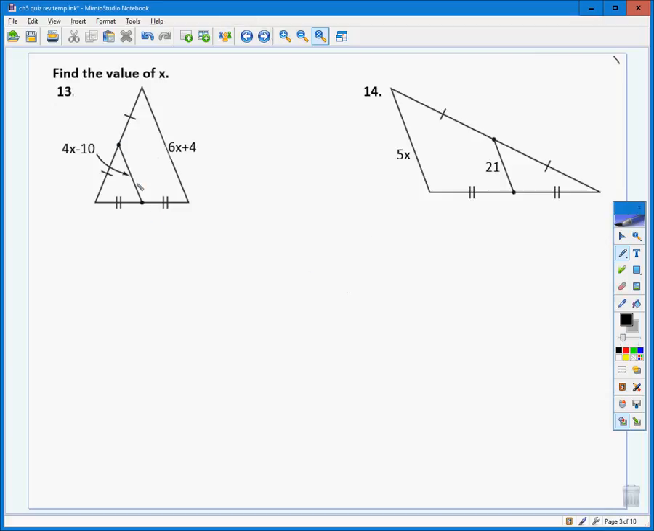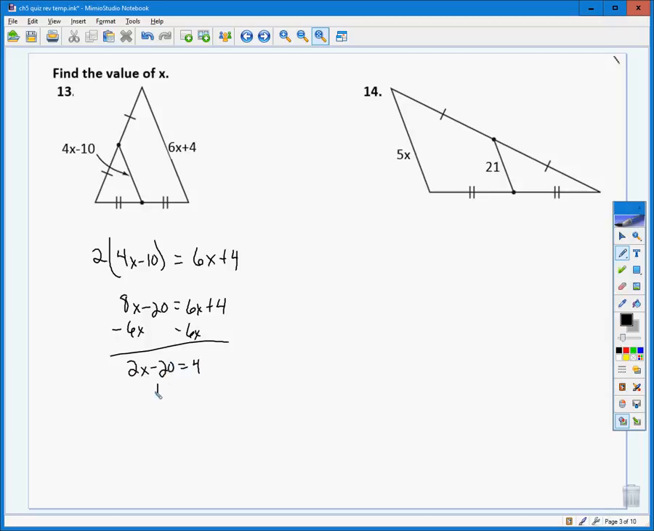Again, I can see that the segment that's here is a mid-segment because it's connecting the midpoints. If I take the mid-segment and multiply it by 2, it will be equal to the side that it's parallel to, that third side of the triangle. This would give me 8x minus 20 is equal to 6x plus 4. Subtracting 6x from both sides, I have 2x minus 20 equals 4. Adding 20, I have 2x equals 24, which means x is equal to 12.